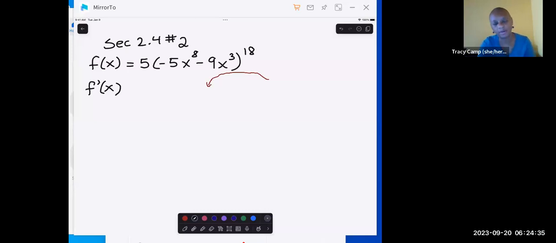And then take 1 away from your power. And the chain rule says that after you've done that, you then have to multiply it by the derivative of whatever was being raised to the power. Because we don't just have x raised to the power, we have all this other stuff raised to the power.